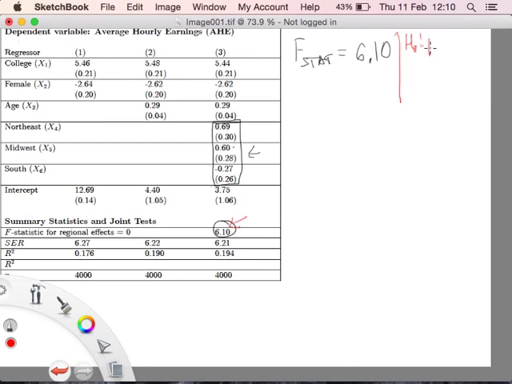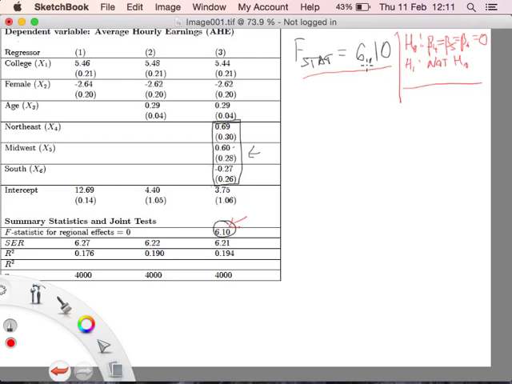Which beta is this? Northeast is beta 4 equals beta 5 equals beta 6 equals 0. This is the null hypothesis we have. The alternative is that they are not equal to 0 jointly. You could write it separately, like beta 4 equals 0, comma, beta 5 equals 0, comma, beta 6 equals 0. This is fine as well. And we are given this actually, we don't have to calculate.